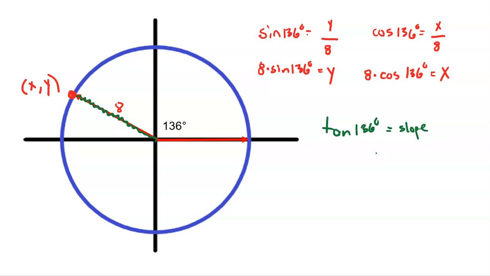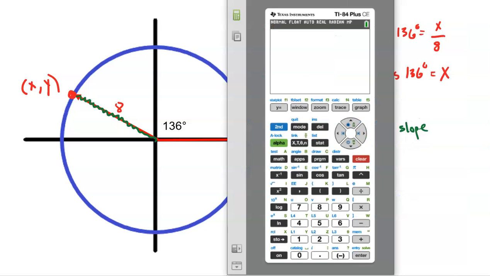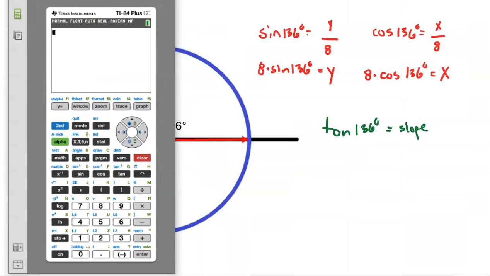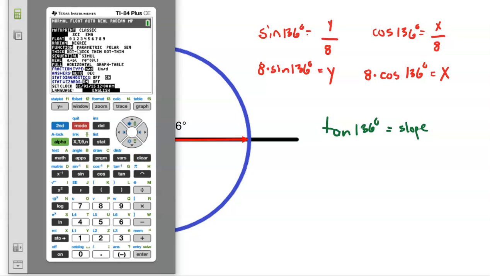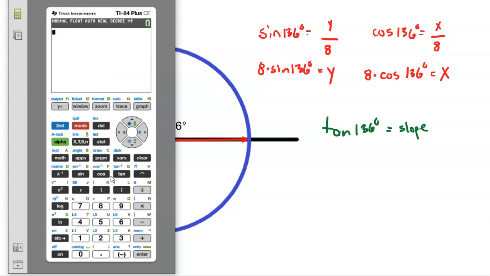Tangent of 136 degrees. Now, of course, if I want to get some approximations, I could go and grab my calculator. We do have to be careful because there are two ways to measure angles, radians or degrees. Since this problem is in degrees, I need to put my calculator in degree mode. So if we hit the mode button and make sure that the line for radian or degree is selected to be degree, then the math becomes pretty simple.